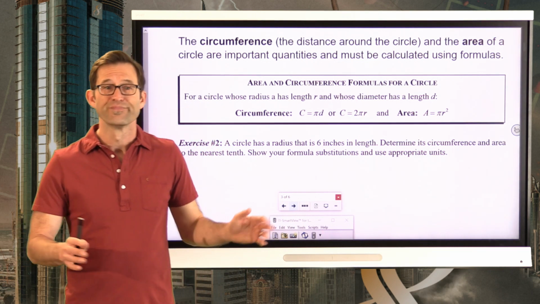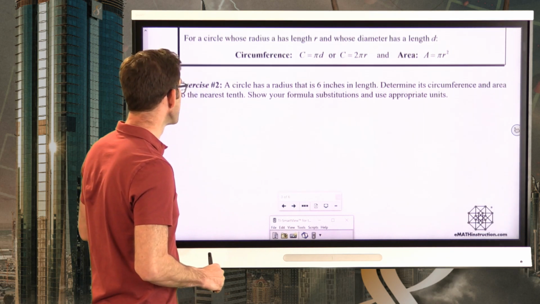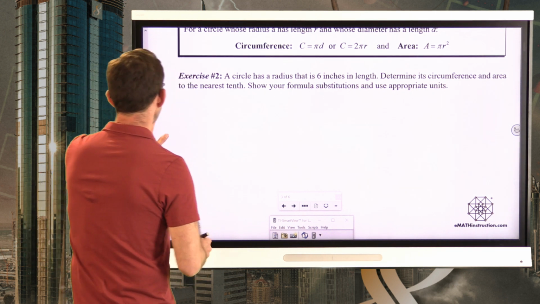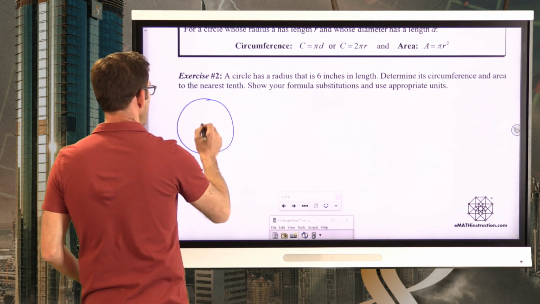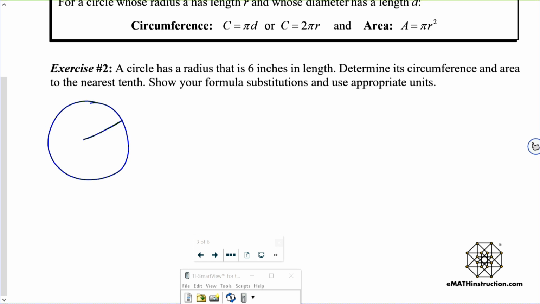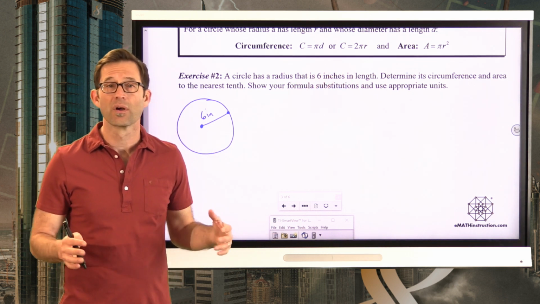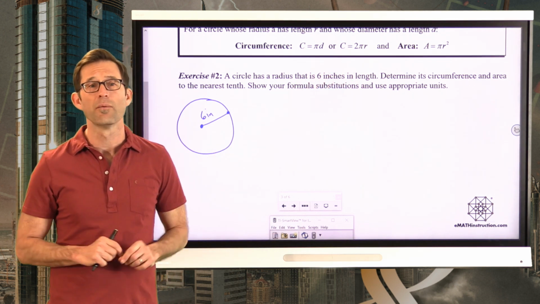All right, so let's get a little bit of work with these two formulas. Exercise number 2. A circle has a radius that is 6 inches in length. Determine its circumference and area to the nearest tenth. Show your formula substitutions and use appropriate units. I'm just going to do a little sketch of this circle here, and I can show what my radius is by drawing a point at the center of the circle, and then a line segment out, and then I'll label it as 6 inches. We want to use these two formulas to calculate the circumference and the area. So let's do that together, and then we'll have you do some of them on your own later on in the lesson.